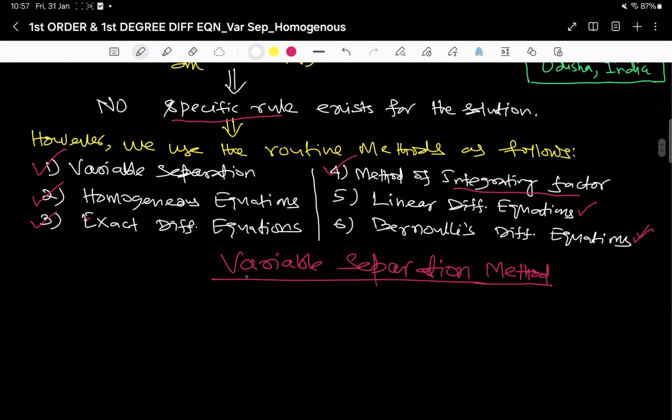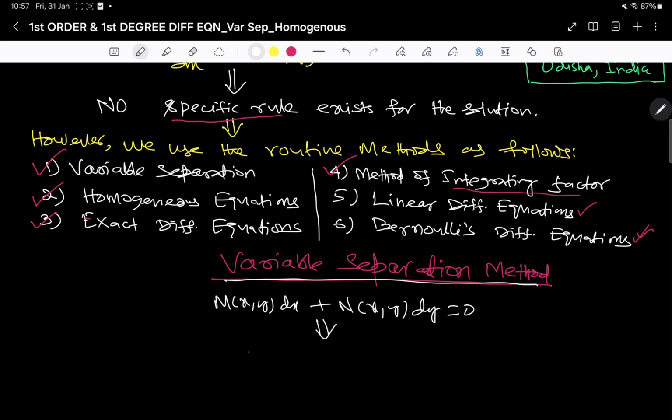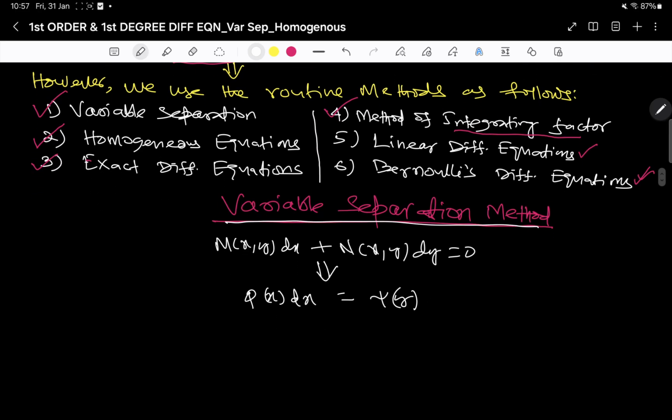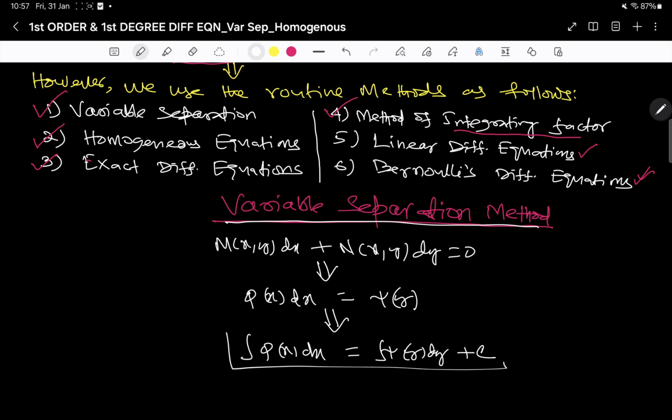So now coming to the variable separation method. In the variable separation method, we are given M(x,y) dx plus N(x,y) dy is equal to 0. We simplify it in such a way that we bring the x term on one side and the y term on the other side, say phi(x) dx is equal to psi(y) dy. Now we integrate it: phi(x) dx is equal to psi(y) dy plus c. After integration, c is the arbitrary constant, and now this will be my solution.